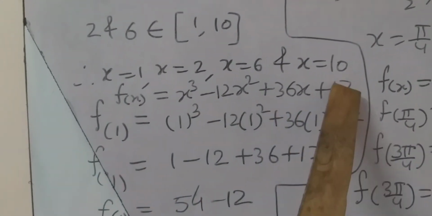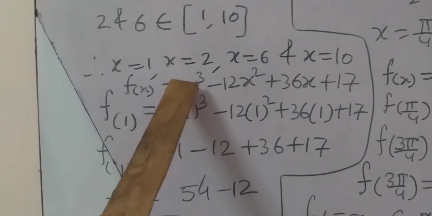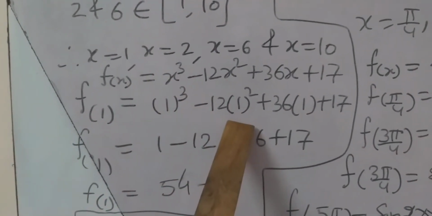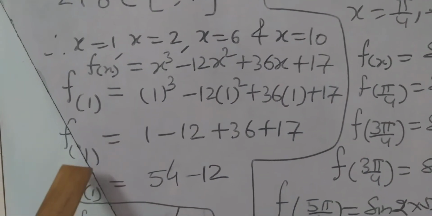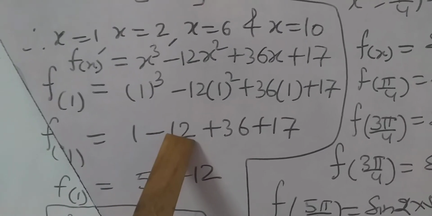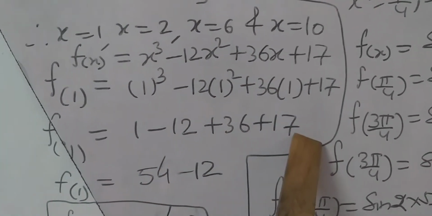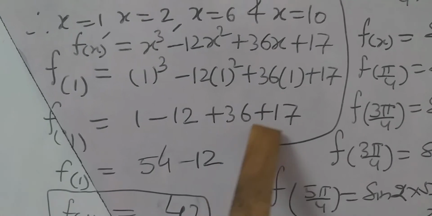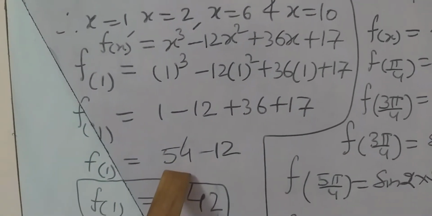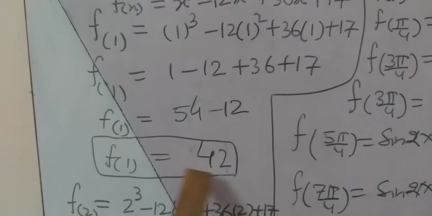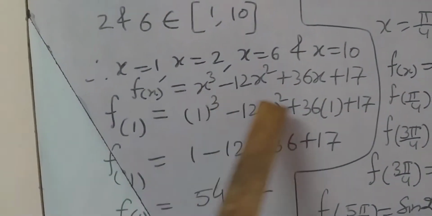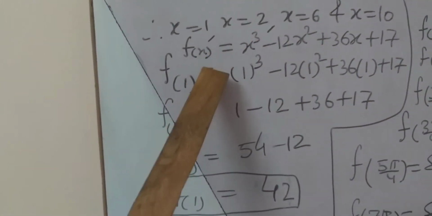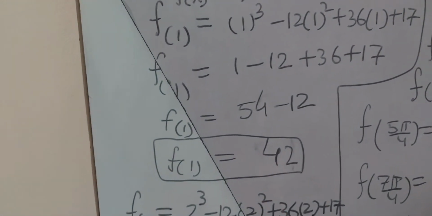So first point we are going to take 1, putting x equal to 1. When you put x equal to 1, it is 1 cube minus 12 into 1 square plus 36 into 1 plus 17. So f(1) equals 1 minus 12 plus 36 plus 17. So 36 and 17, 53, plus 1 is 54. 54 minus 12, f(1) equals 42. So when we put x equal to 1 in the function, the value we are getting is 42.